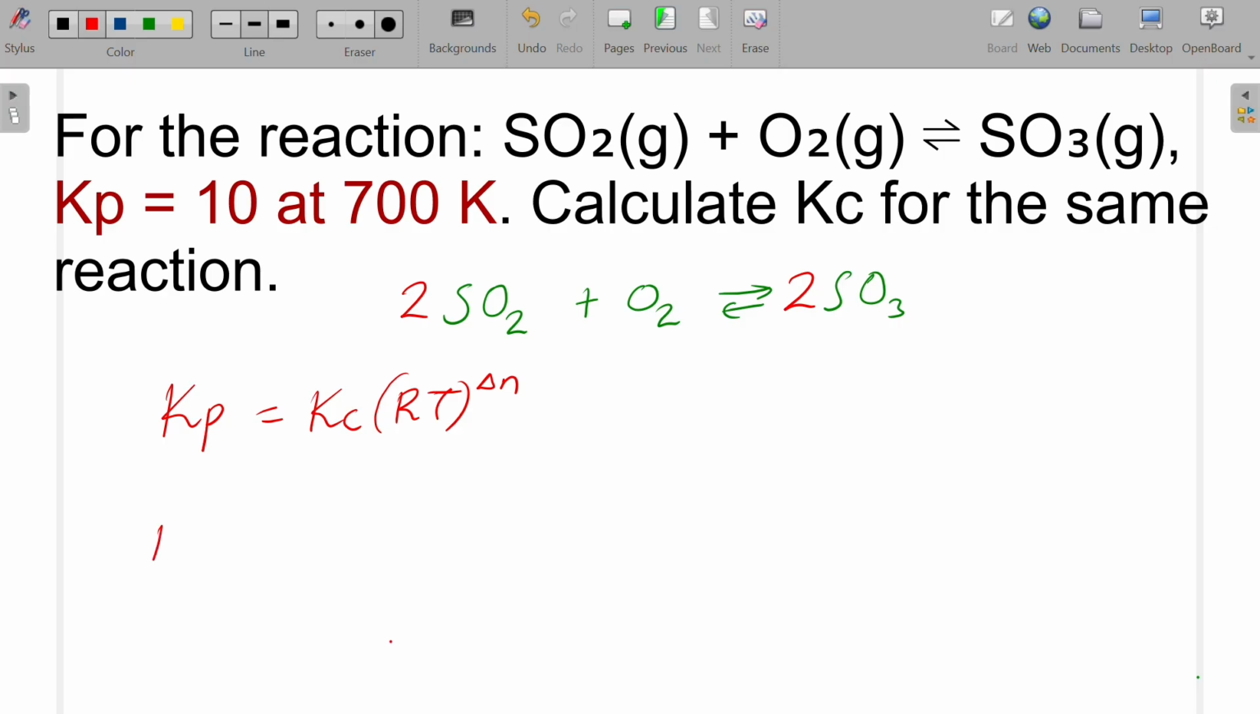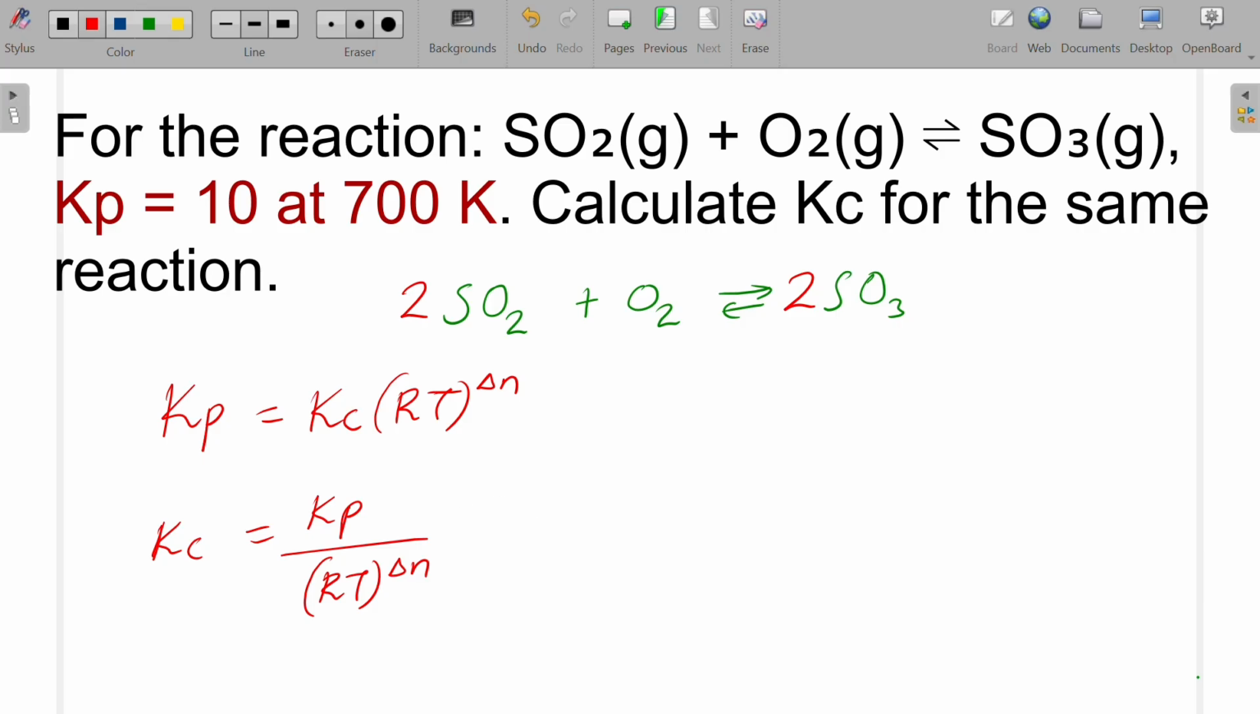Replacing with the values we have, our Kc, making it the subject, will be equal to Kp divided by RT to the power of change in n. What is happening here is we are making Kc the subject, since this is what we are looking for. So making Kc the subject, we are going to divide by RT to the change in n. So our Kc will be equal to Kp divided by RT to the change in n, which is what we have here.